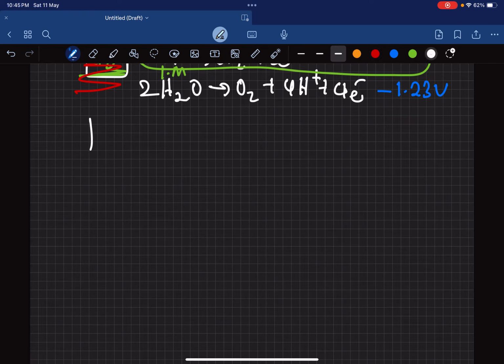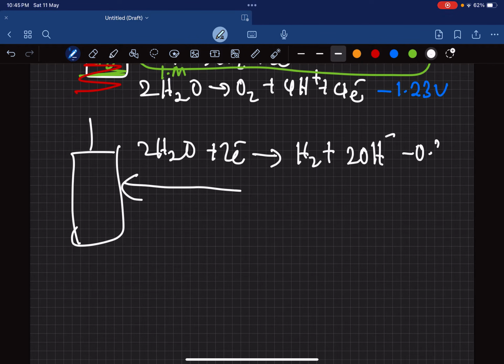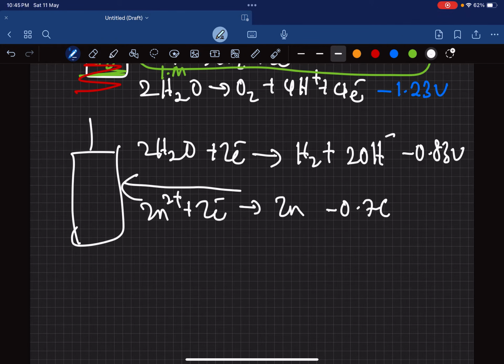Then meanwhile at the cathode, again, if you're doing aqueous solutions, water will be going there hoping to be reduced, to produce hydrogen gas and hydroxide. This is negative 0.83 volts. Let's say you have metals going there. Let's say zinc going to the cathode to be reduced as well, negative 0.76 volts. I remember somebody asked me this question.